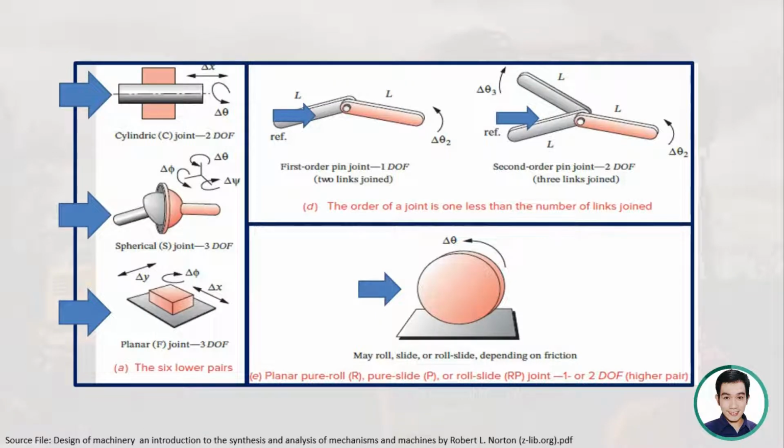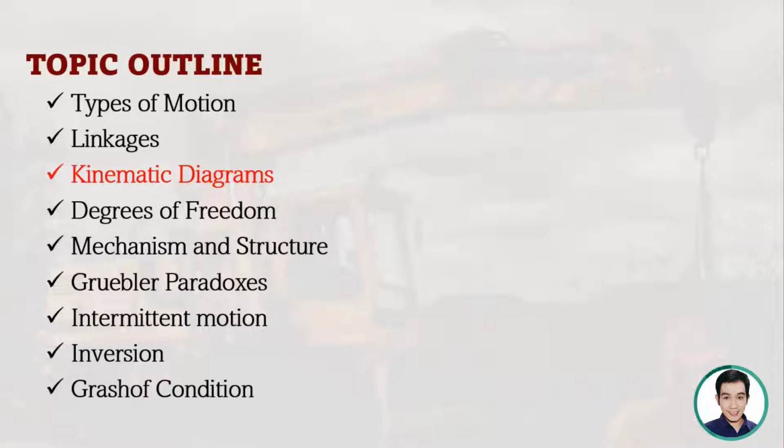So those are the linkages. It's important to establish your vocabulary as well as your understanding about the joints, the links, and how to count the degrees of freedom of the joints. Because later on, it will help us also to determine the degrees of freedom of the whole mechanism.